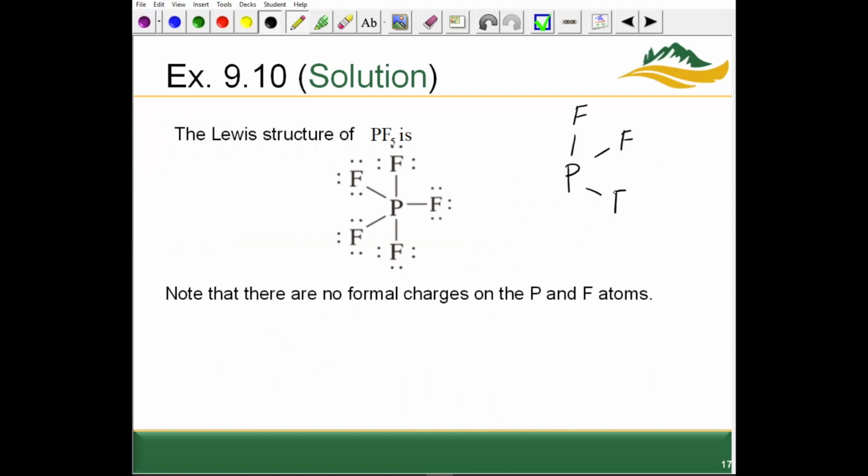skeleton around phosphorus, so far I've used up 1, 2, 3, 4, 5, 6, 7, 8, 9, 10 electrons of the 40 we had to work with. With 30 electrons remaining, we start to place those around the fluorines. Each of these fluorines can have 6 more valence electrons around it. They still have a happy octet. 1, 2, 3, 4, 5, 6, 7, 8.